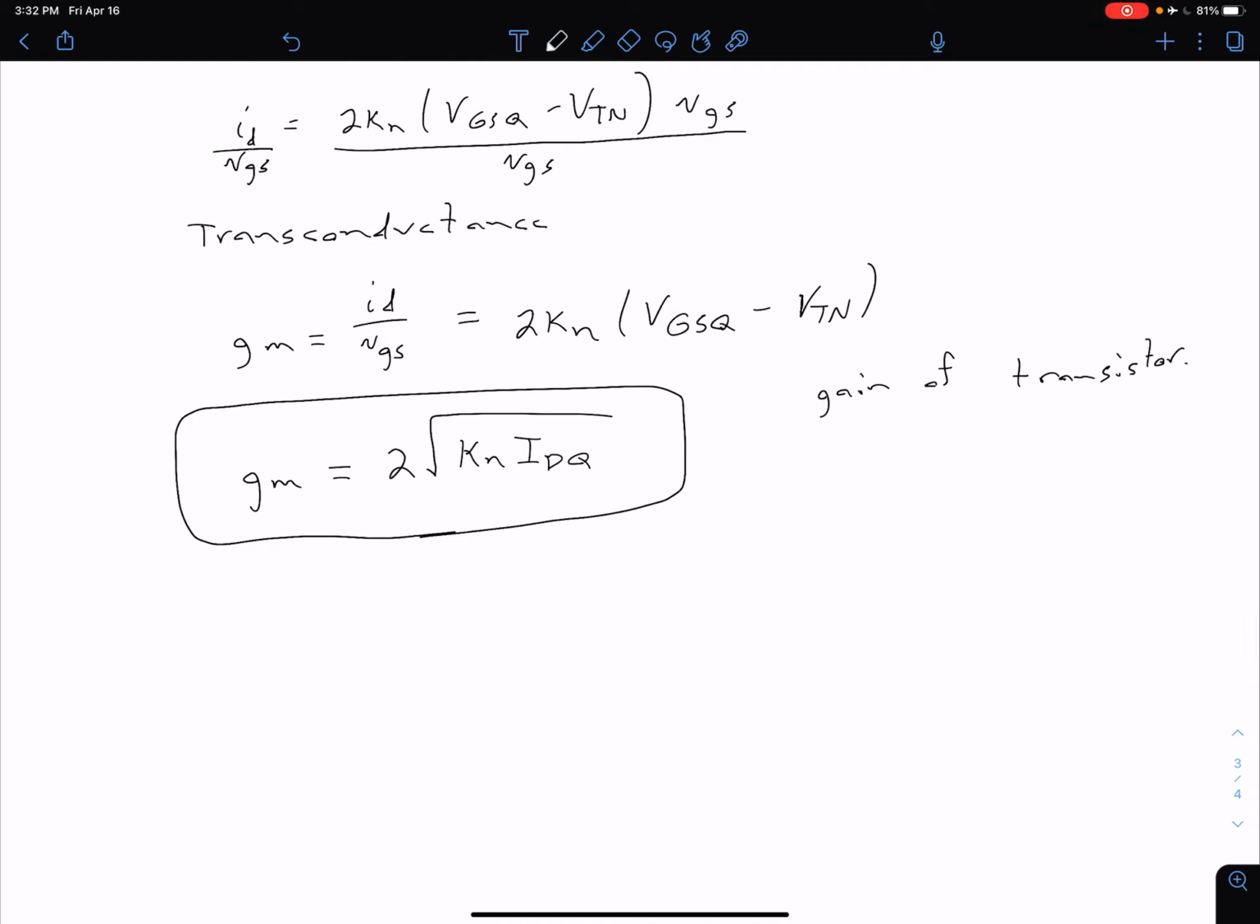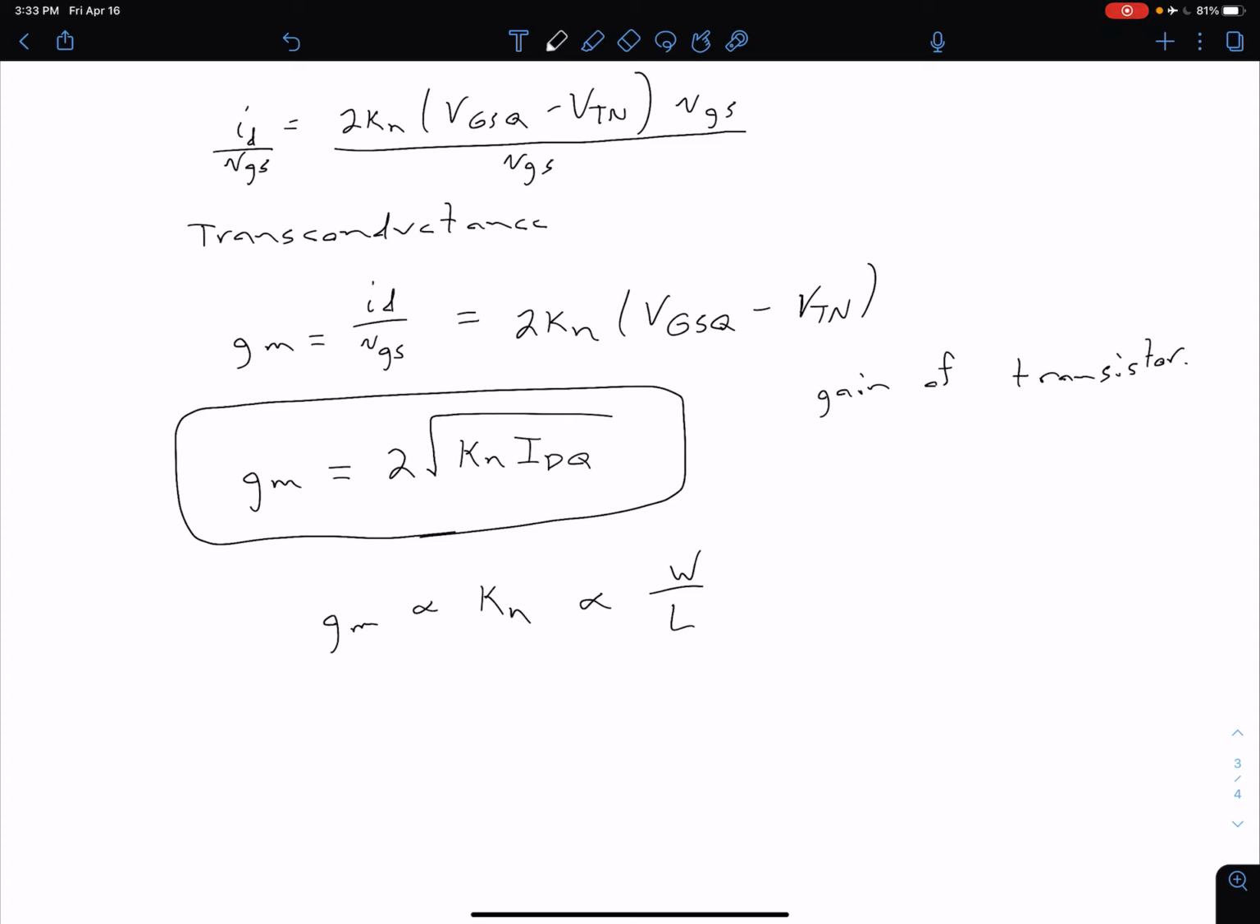Another thing to note, looking at this, is we can see that our gm is proportional to our conduction parameter Kn. We can't see it here, but from previous notes, we know that our conduction parameter is proportional to the width to length ratio of the transistor. So this is an important design parameter, as we've seen before.